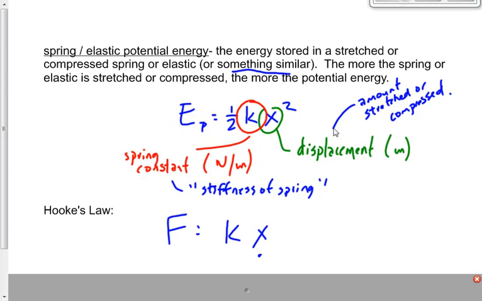Now, we'll often use this equation, Hooke's Law, to solve for K. We'll often be given the value of the force. We'll be given the value of how far it's stretched or compressed, and we'll have to find the spring constant, and then turn around and plug that spring constant back into here.